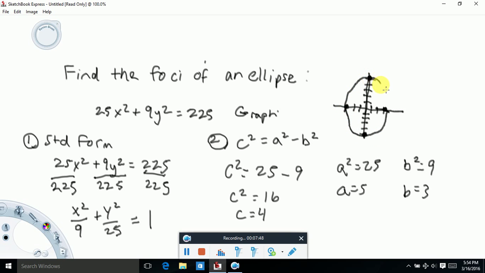Lastly, we need to label the foci. So the foci are always along the major axis. So the major axis here is the y-axis. We go 4 units up and 4 units down. So if we were to write the points, the coordinates of the foci, these are the coordinates of the foci.